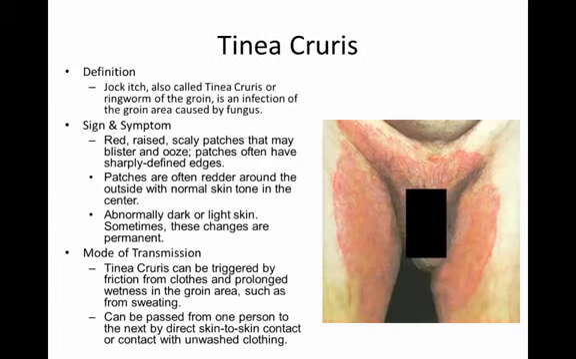Tinea cruris is also known as jock itch or ringworm of the groin. It is an infection of the groin area caused by a fungus. Signs and symptoms include red, raised, scaly patches that may blister or ooze. Patches often have sharply defined edges. Patches can be redder around the outside with normal skin tone in the center. In abnormally dark or light skin, sometimes these changes in pigmentation are permanent. The mode of transmission for tinea cruris can be triggered by friction from clothes or prolonged wetness in the groin area, such as from sweating. This can be passed from one person to the next by direct skin-to-skin contact or contact with unwashed clothing.